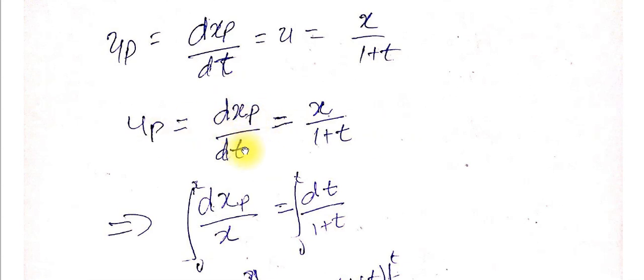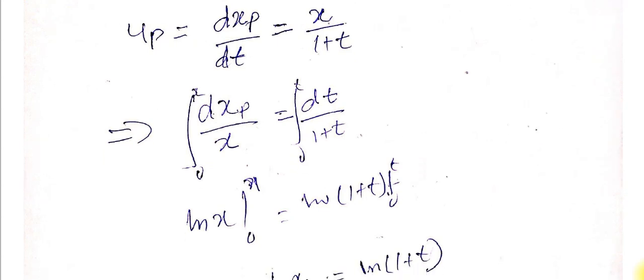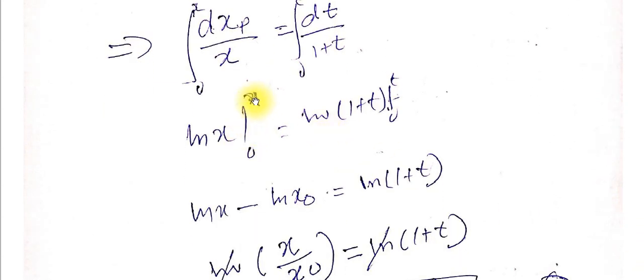Again, up is dxp by dt, which is equal to x by 1 plus t. Change to separable variables: dxp by x and dt by 1 plus t. The range is x naught to x, and this range is 0 to t. When the time is 0, the distance is x naught. So this is dx by x, so it is ln of x, and this is dt by 1 plus t, so its integral is ln of 1 plus t, and the range is 0 to t.